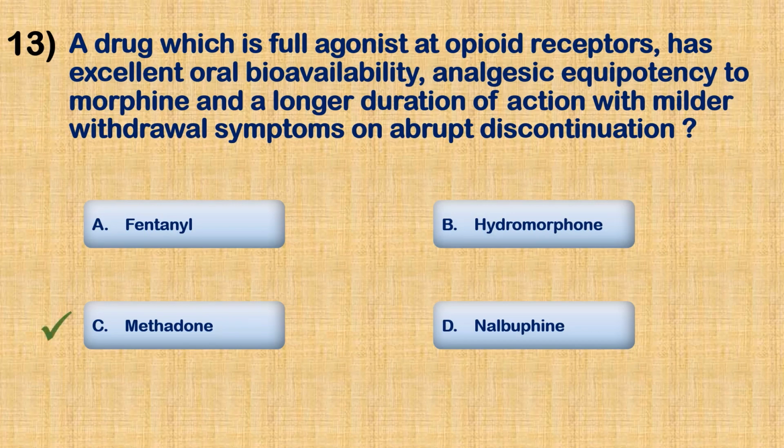So methadone is a synthetic opioid which is chemically dissimilar but pharmacologically very similar to morphine, and it has analgesic, respiratory depressant, emetic, antitussive and constipating properties similar to that of morphine.